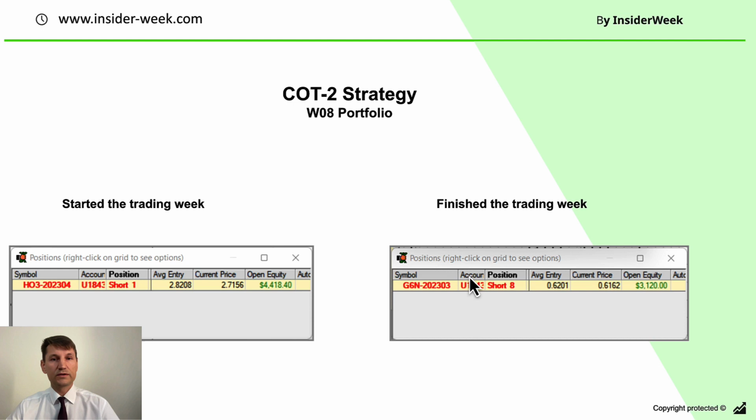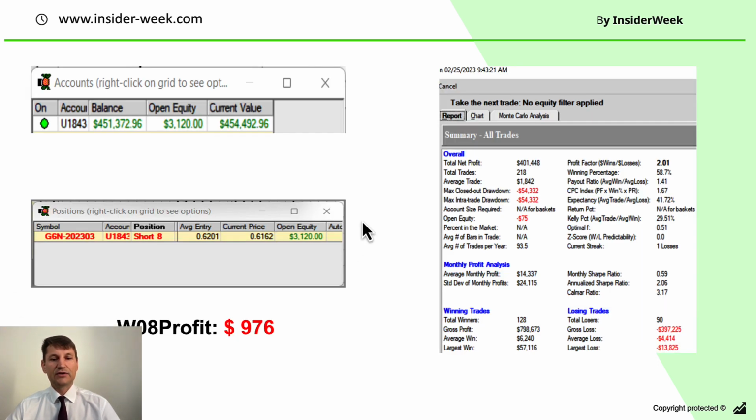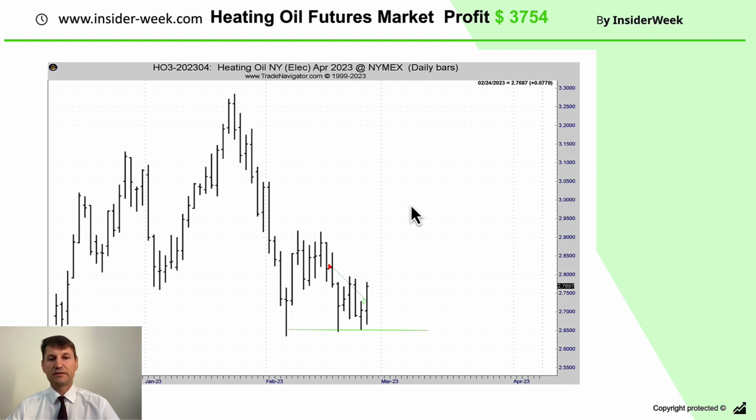During the week we closed the position and opened a new position in New Zealand dollar, so this position is still open. During the week we also opened and closed one more position, so I will show you. As you can see, the weekly result is a loss of $976. Here is the first trade in heating oil.